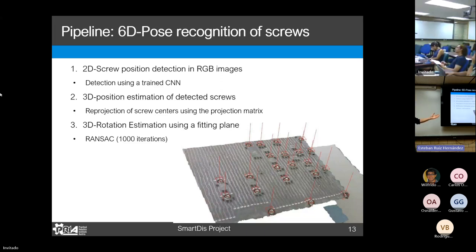Because I also want to present the second part of the project, which is the screw detection. We want to get the 6D pose, so a position and rotation of the different screws, to actually generate the plans.